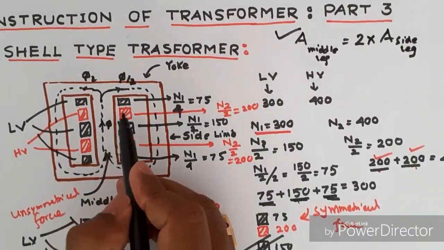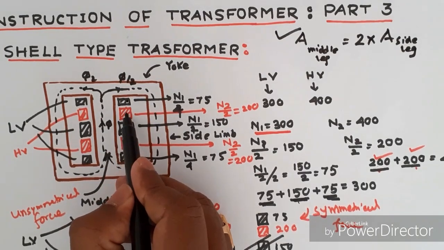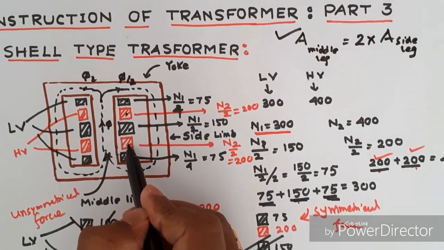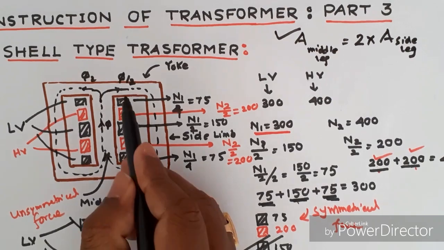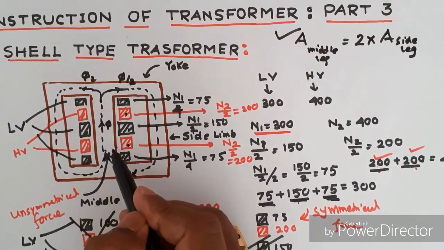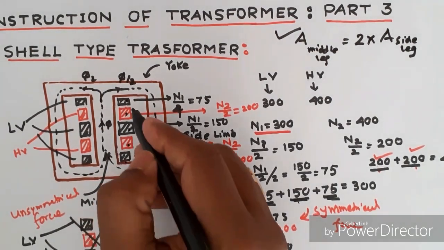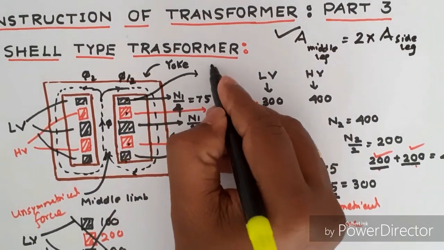Now here low voltage, high voltage, low voltage, high voltage, low voltage. This type of winding fashion is called sandwich nature of winding.